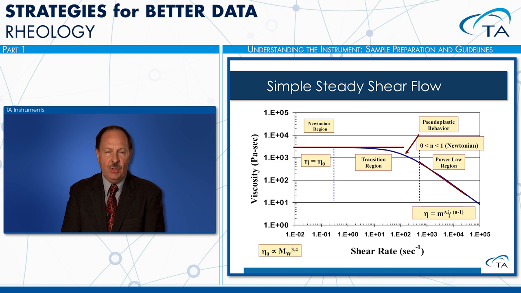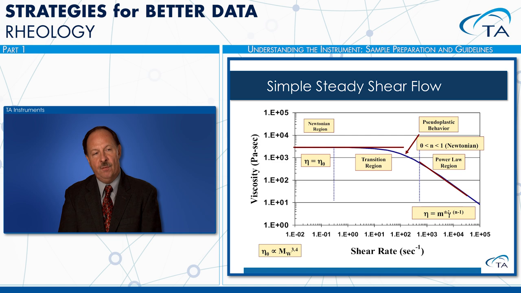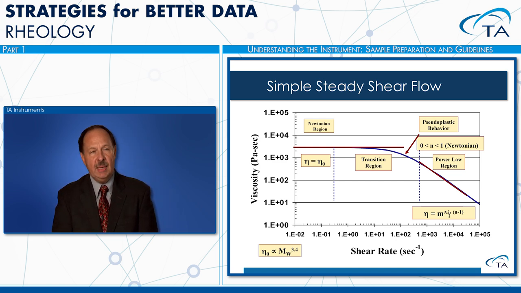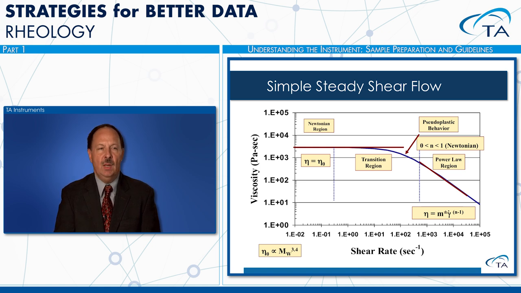One of the things that we can do when we want to characterize our materials on our rheometers is to look at the viscosity as a function of shear rate. This is an example of the flow curve that we would expect for a thermoplastic melt, an undiluted thermoplastic melt. And what we see is at the low shear rates, the viscosity is fairly constant. And at some point, we get into this shear thinning region where we get what we call pseudoplastic behavior, where the material has a viscosity decrease as a function of the shear rate.